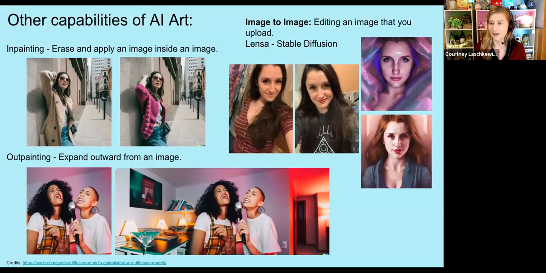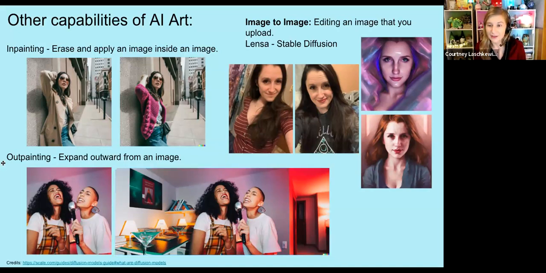Outpainting is quite the opposite. So instead of applying an image inside and erasing something, we're expanding outward from an image. So this is the original image here. So with outpainting, look, you can see an entire room there just by using outpainting and having it expand out of what the room they're actually in could look like.